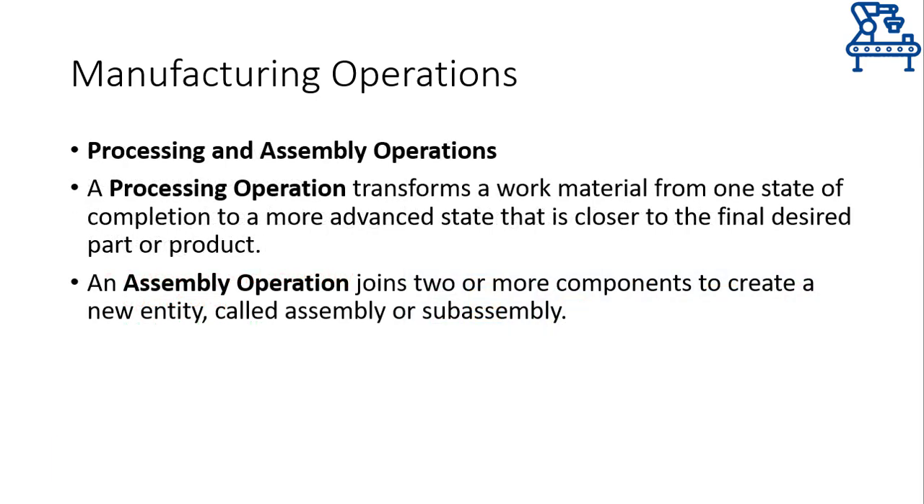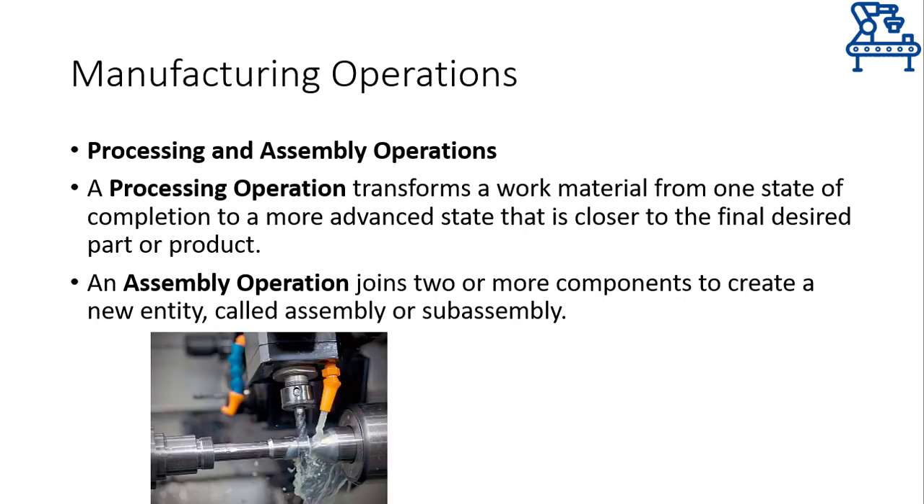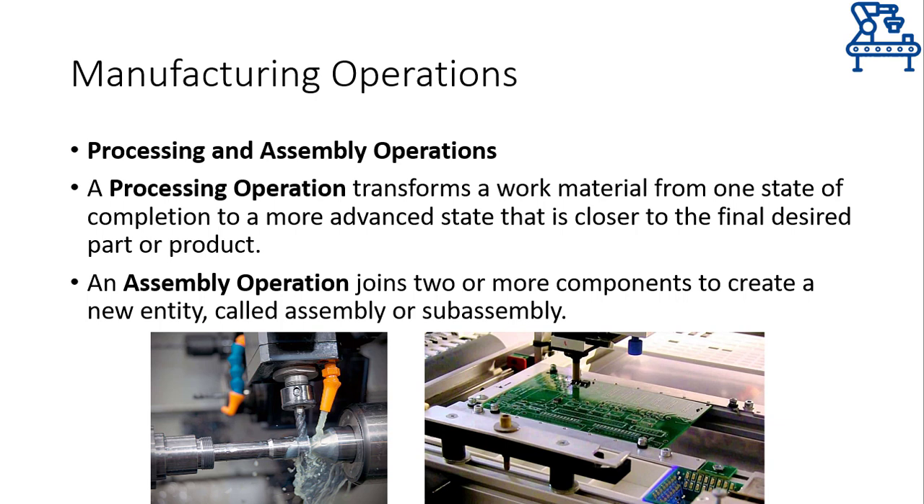Processing and assembly operations are the most basic ones. These are the processes that change the properties of the input material, or we can say add value to it. In fact, processing and assembly operations are two completely different kinds of operations. In processing operations, the workpiece is transformed from one form to a more desired form, whereas in assembly operation, we do move towards the final product, but properties of the input material are not changed.